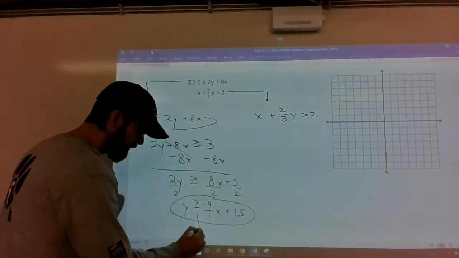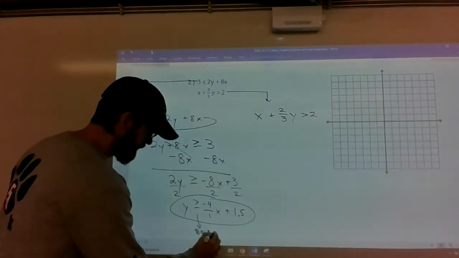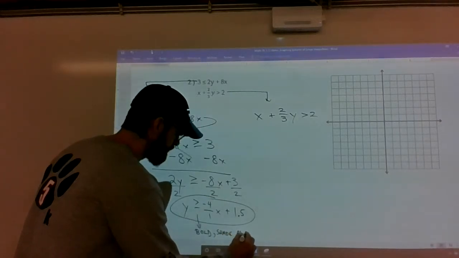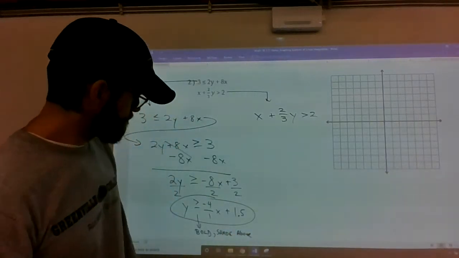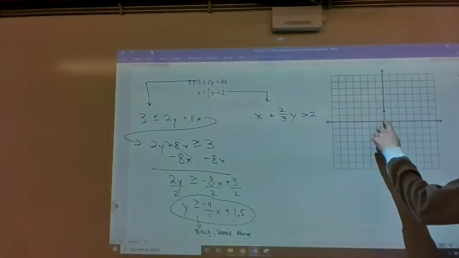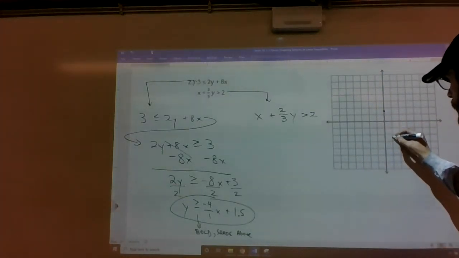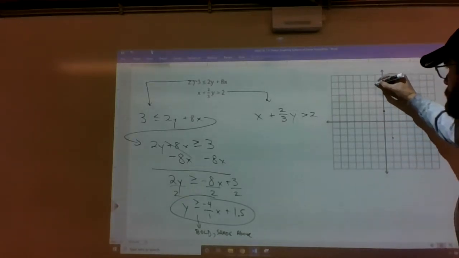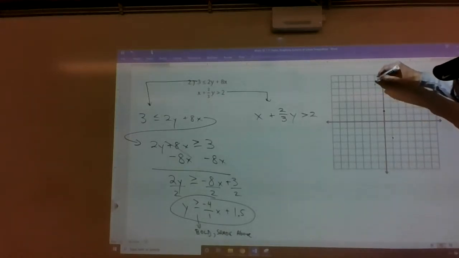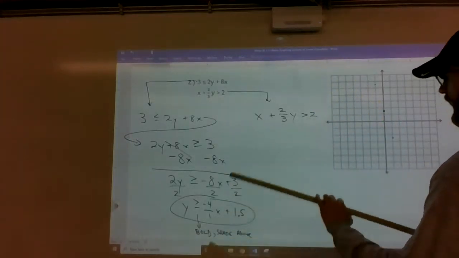So this means it's bold, not dashed, and shade above the line. So start at 1.5. That'd be halfway between 1 and 2. Go down 4, right 1. Or up 4, left 1. Notice I'm still putting points in between blocks. I'm not suddenly like, oh, let's go here. It's between blocks still. So bold line.